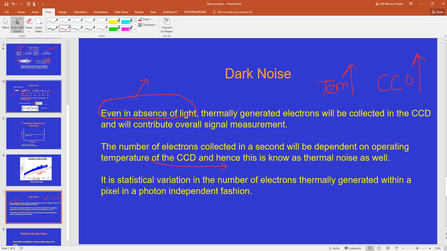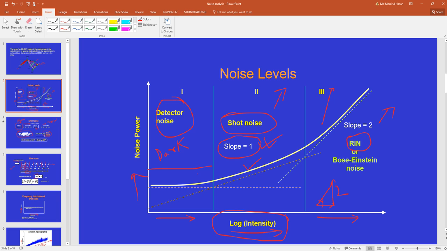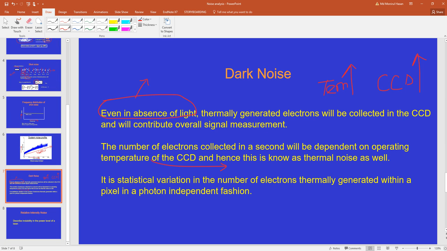And if you look at the graph, in region 1 we see that for all intensities, the value of the dark noise will be the same, as long as you assume the temperature of the room is constant. If you fluctuate the temperature, then the dark noise will change, and the dark noise is low when the temperature is low. It's temperature dependent.